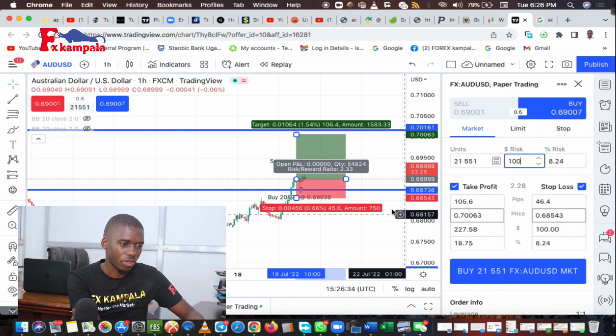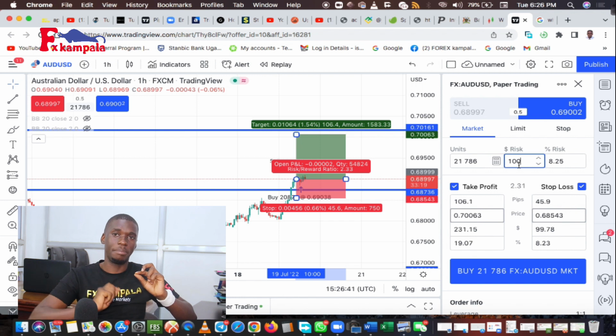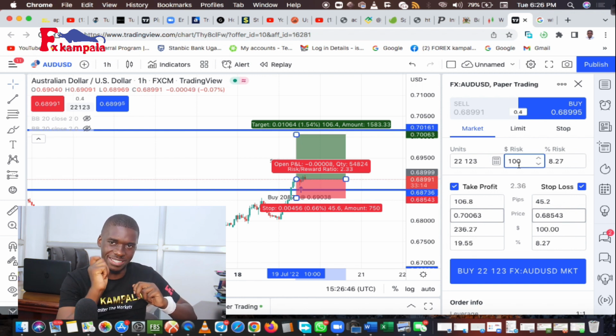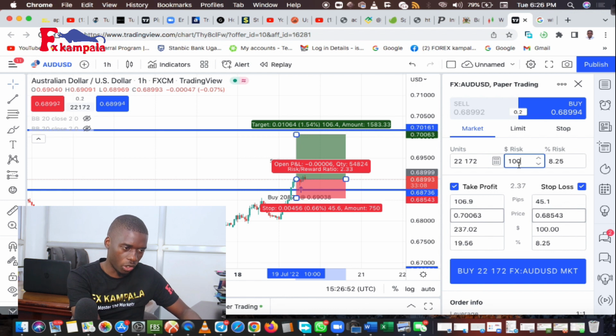Then after that, you need to check on the amount. Is the amount that you risk there the same? Sometimes it keeps changing because the markets are moving, and there are slight differences brought up by the changes, because the markets are dynamic. They keep varying all the time.